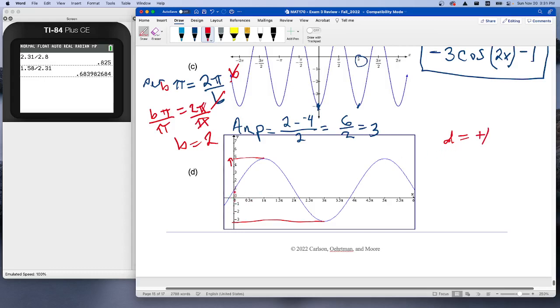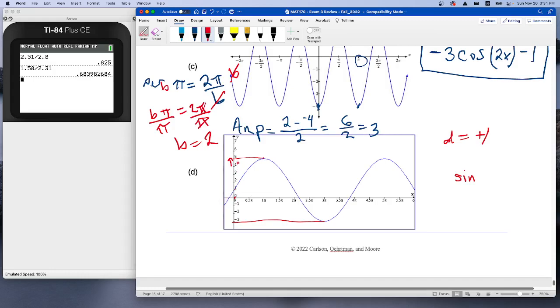This one's a little harder. Okay, so if it's been shifted up 1, this would be at 0, 0, so then that would be a standard sine function that's been shifted up 1. Okay, so that makes that a little easier. So it's a sine function, no horizontal shift, just a vertical shift.